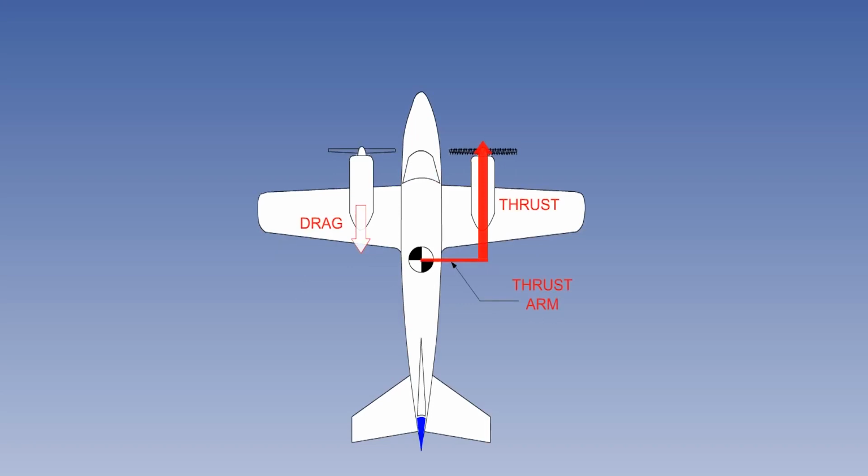The yawing moment is the product of thrust from the operating engine multiplied by the distance between the thrust line and the centre of gravity, the thrust arm, plus any drag from the failed engine multiplied by the distance between the engine centreline and the CG. The strength of the yawing moment will depend on three factors: how much thrust the engine is developing, depending on throttle setting and density altitude, the distance between the thrust line and the CG, the thrust arm, and the drag from the failed engine.